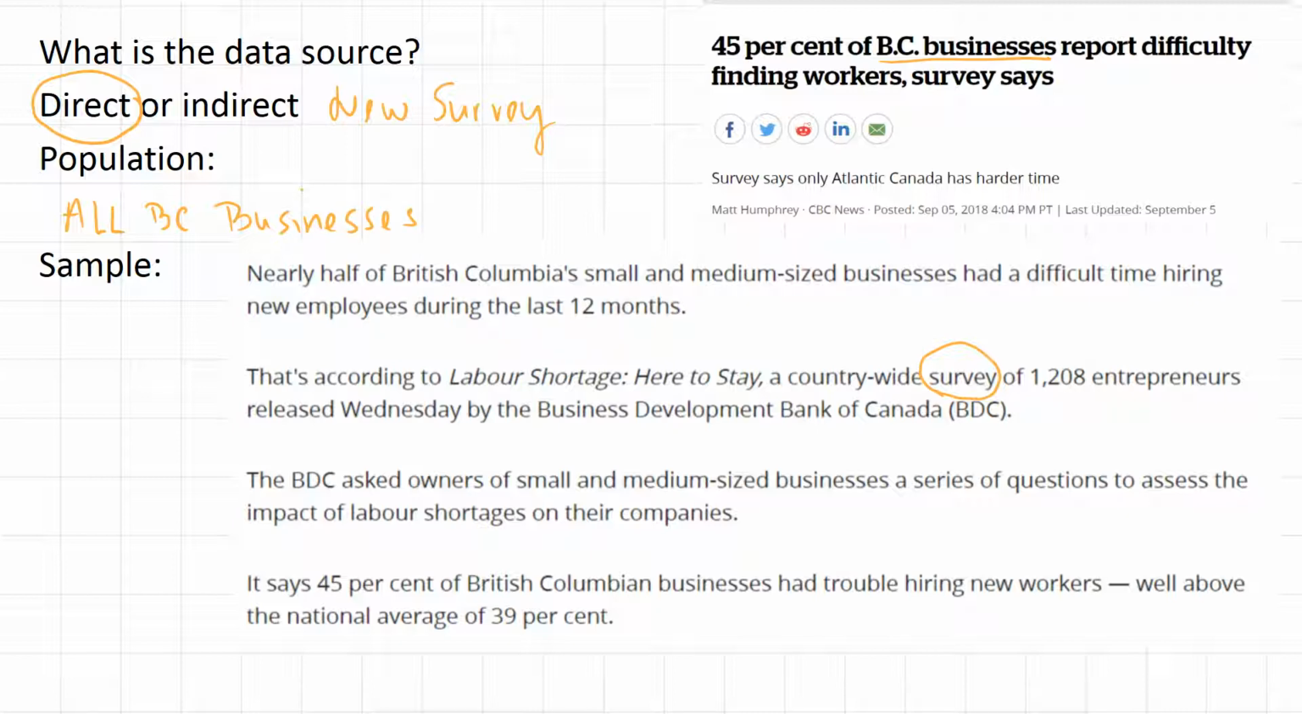Now the sample, they didn't talk to absolutely every BC business. They did a survey and they only asked 1,208 of them. So it was 1,208 entrepreneurs. So that is the sample.